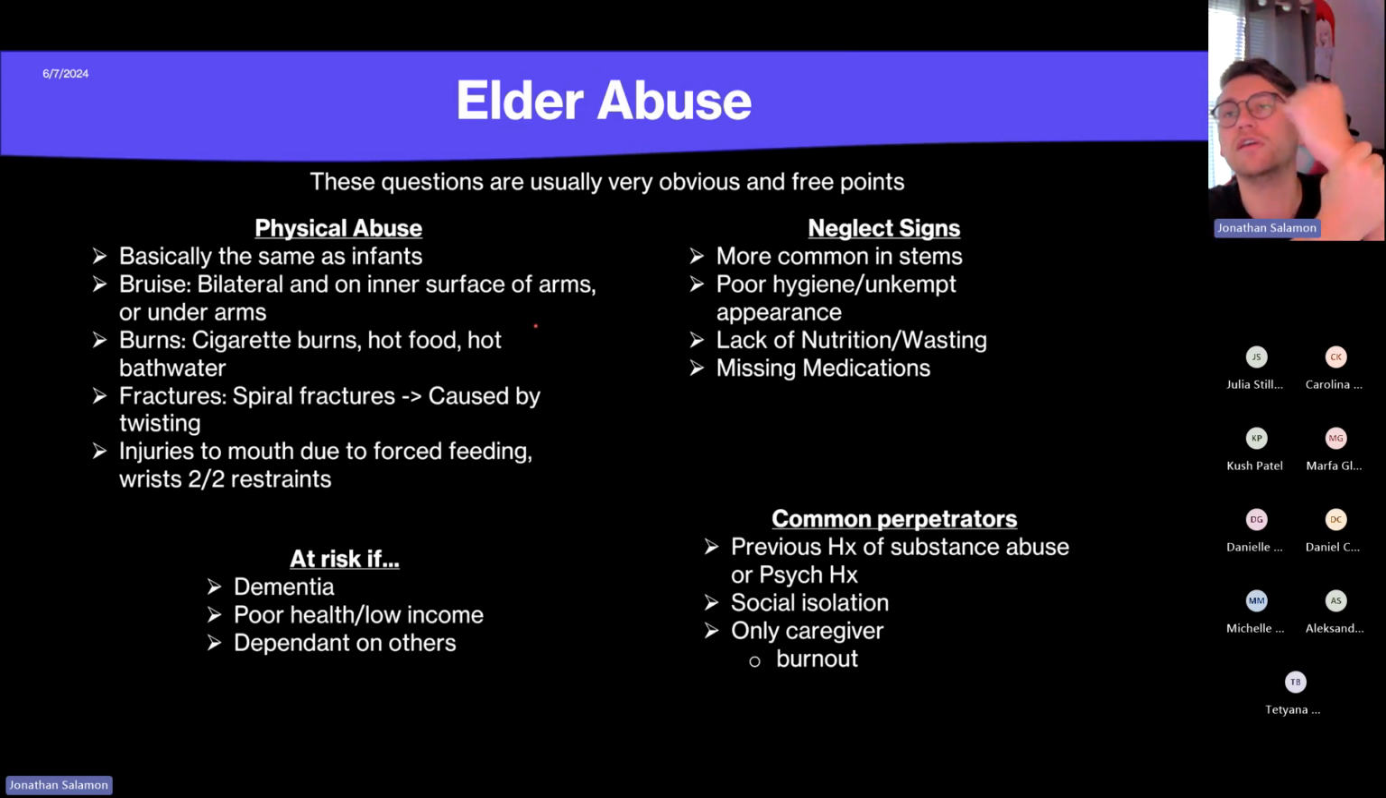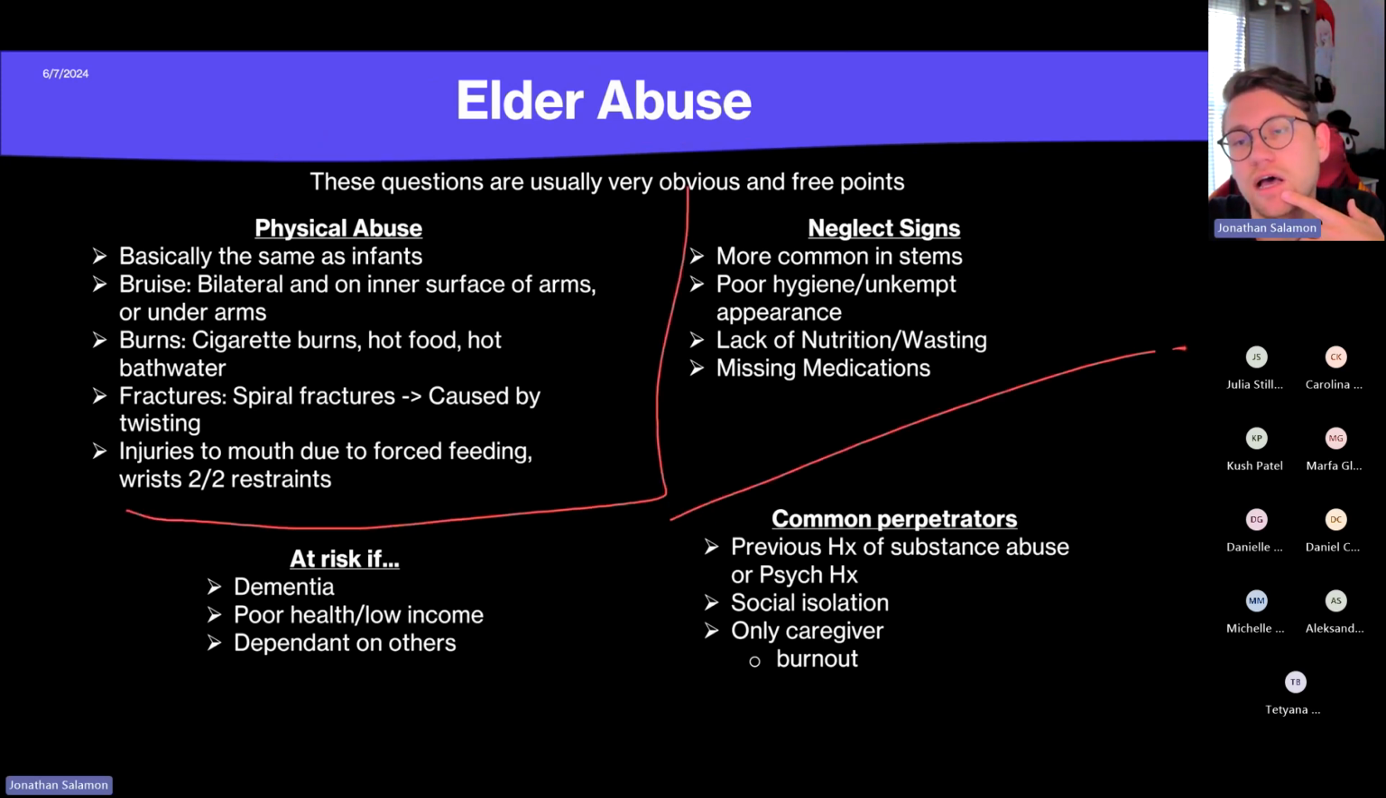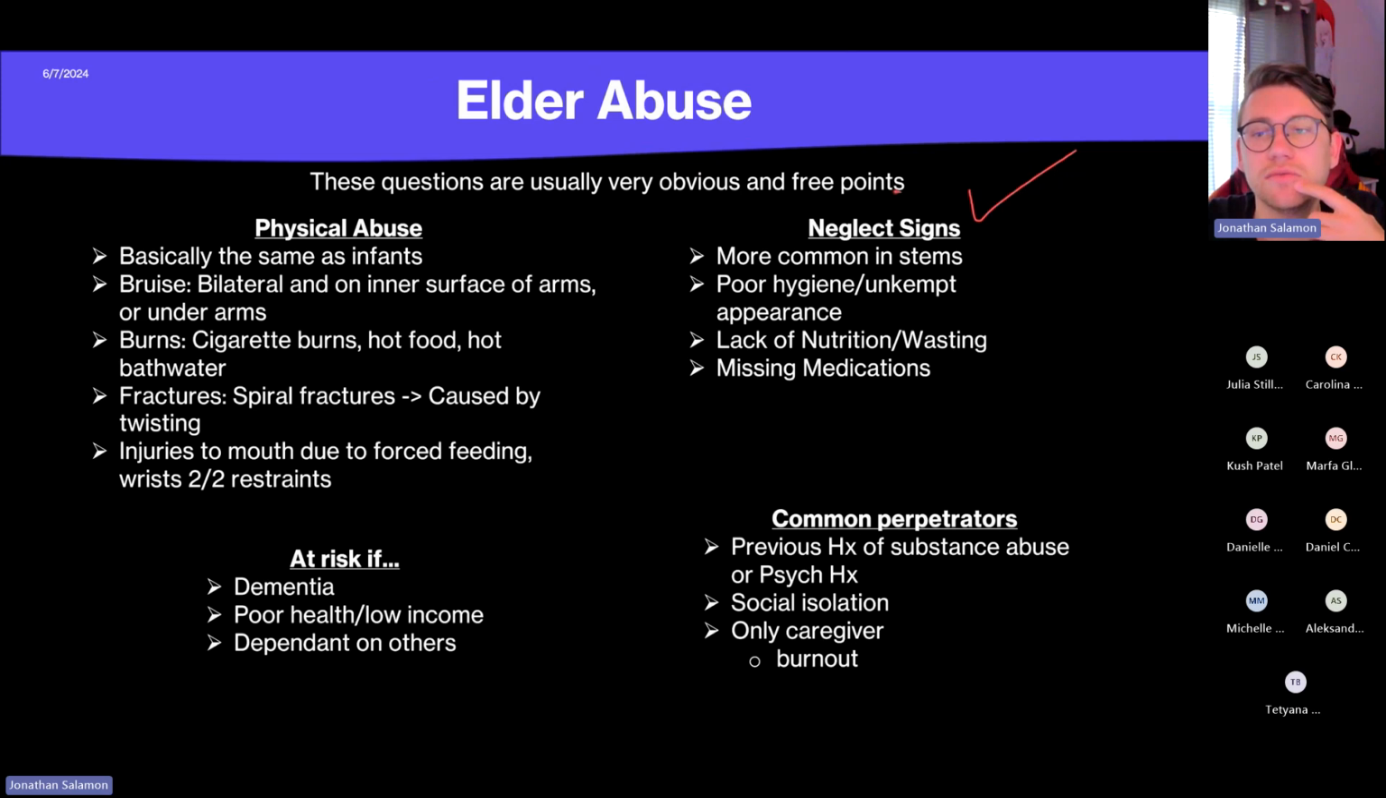Any signs of them pulling against restraints. Spiral fractures, it's basically impossible for an old person to do something that would give themselves a spiral fracture if they're in a care setting. So I think what's more important than these, because it should be really obvious, neglect is maybe the one thing here. Neglect is the most common form of elder abuse, which might not seem completely obvious, but usually it's poor hygiene and they haven't been taking their meds.